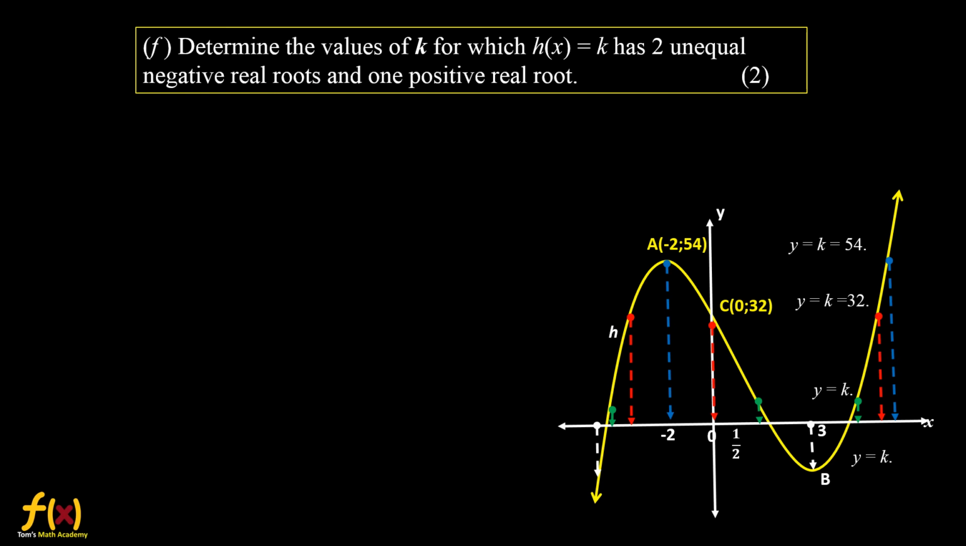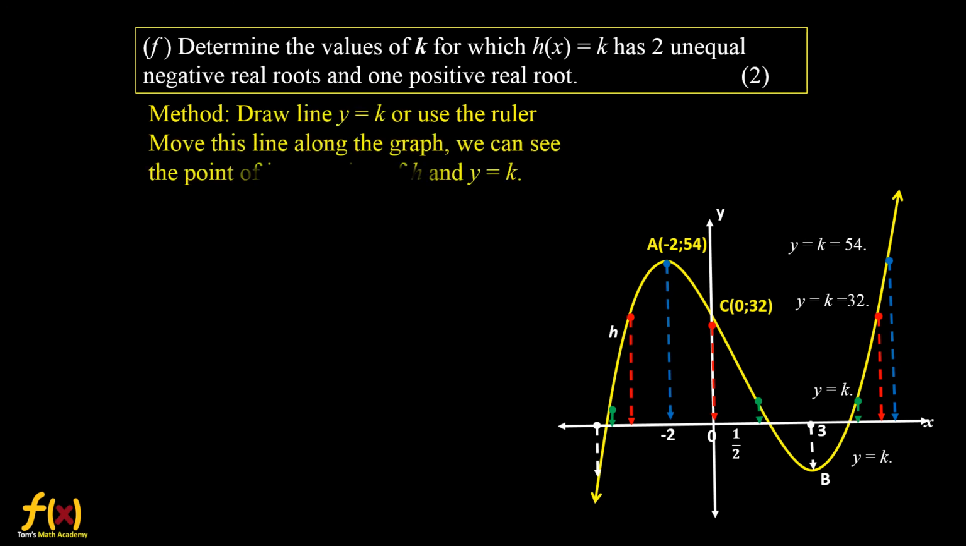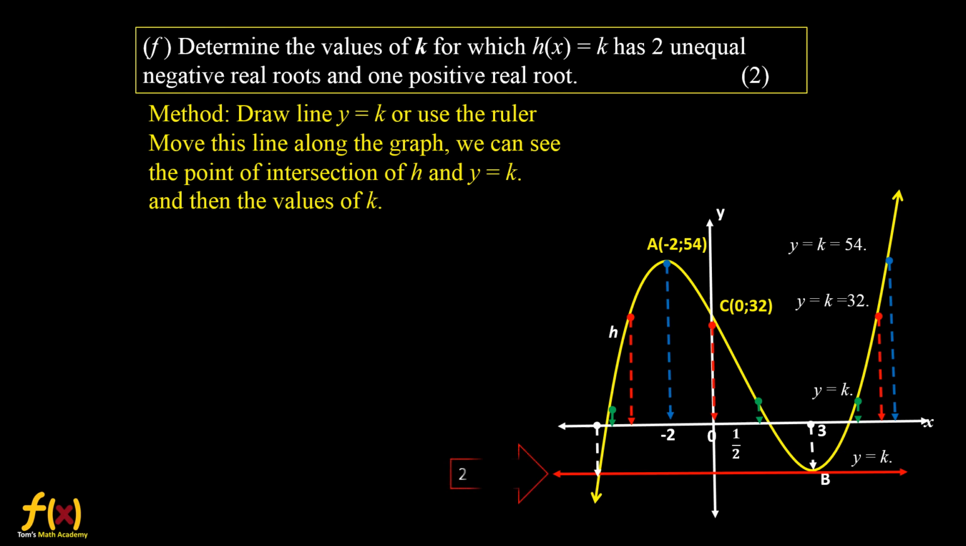Okay, what is the method? I'm going to give you the method. Just draw a line y equal to k, or use your ruler. Move the ruler or this line. Think that we are moving the line. Okay, look at the line from the bottom. Now how many roots are there? The points of intersection. Okay, that is, we have 2 roots.